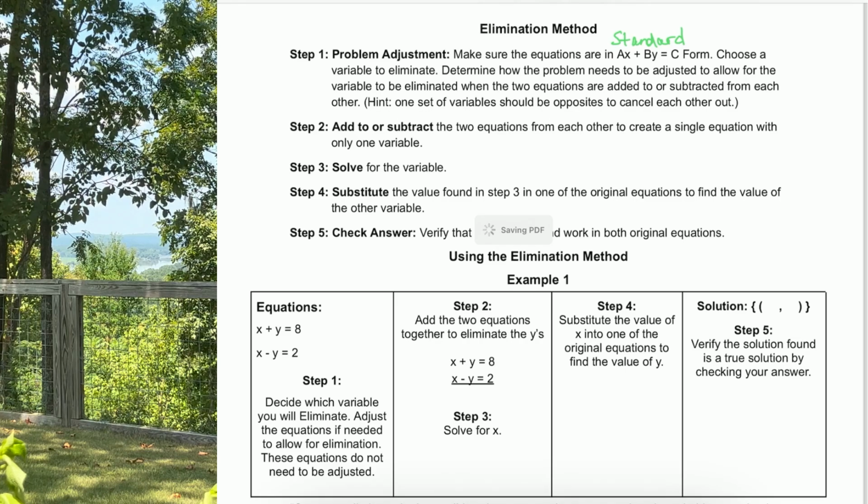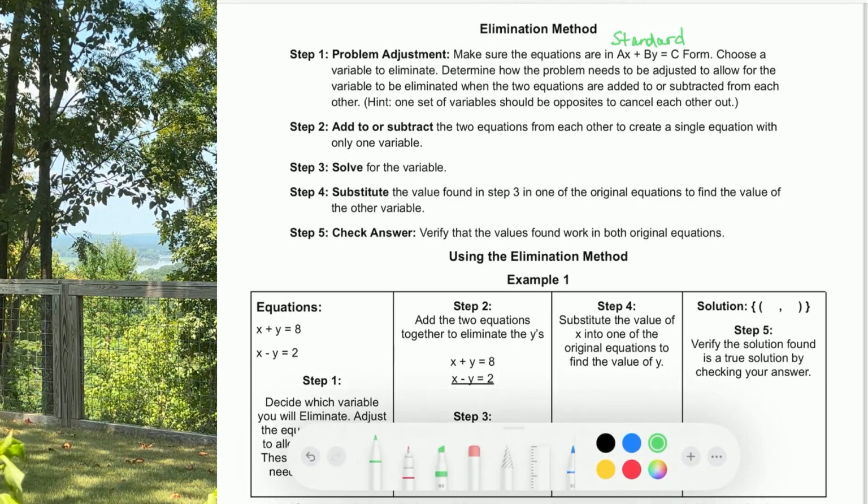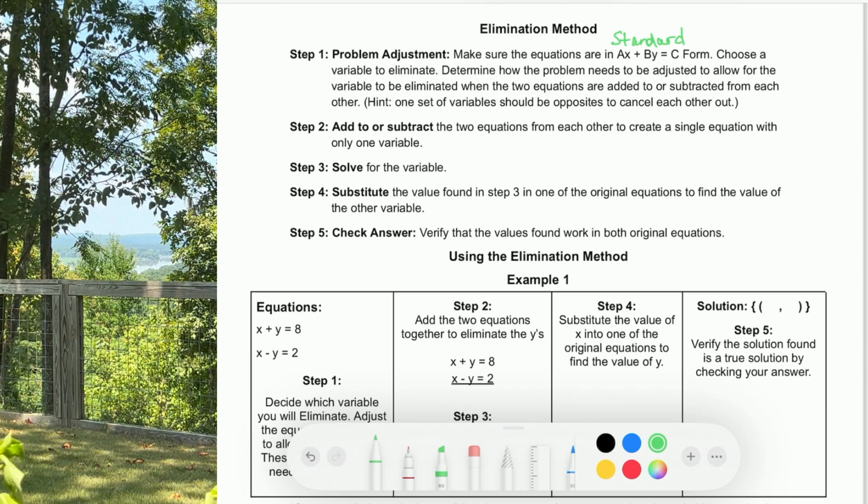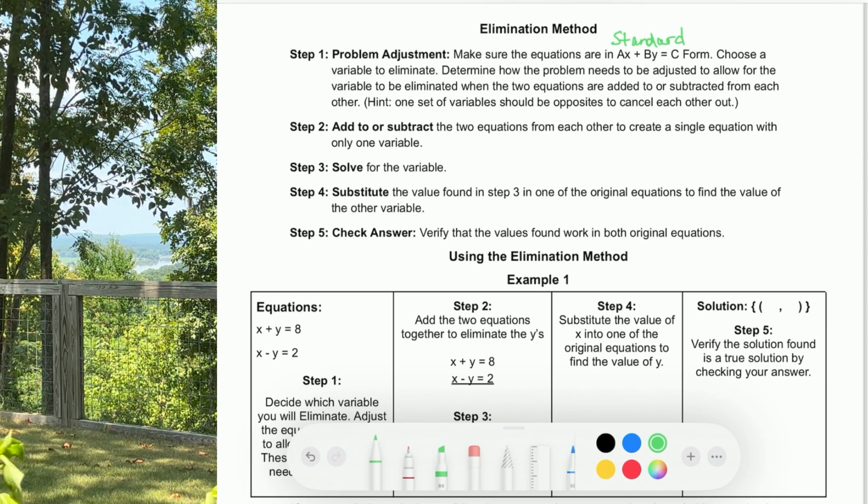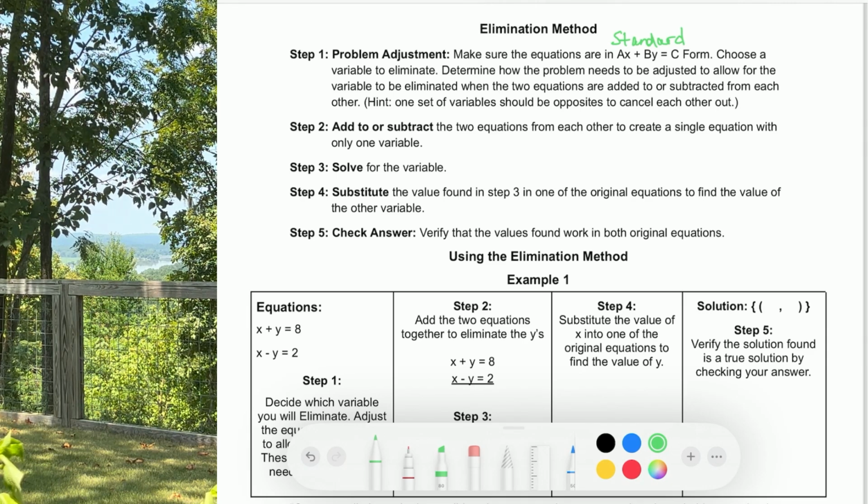Choose a variable to eliminate. Determine how the problem needs to be adjusted to allow for the variable to be eliminated when the two equations are added to or subtracted from each other. Hint, one set of variables should be opposites to cancel each other out. And we'll see examples to show you what I'm talking about when I mention making sure they match.